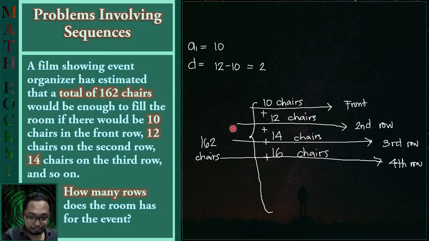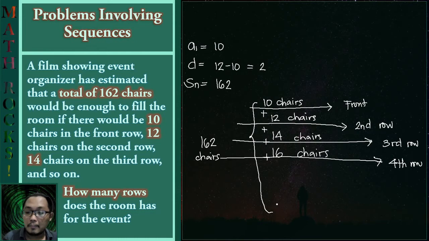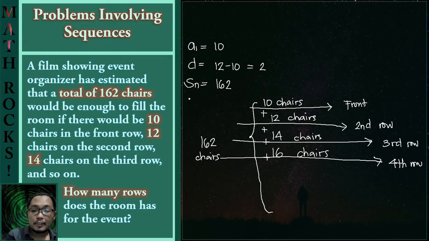And now, since we know that the total has 162 chairs, we may have the sum of these numbers be equal to 162. Since we do not know yet the total number of rows after filling the room with chairs in this pattern, then the n will be our question.